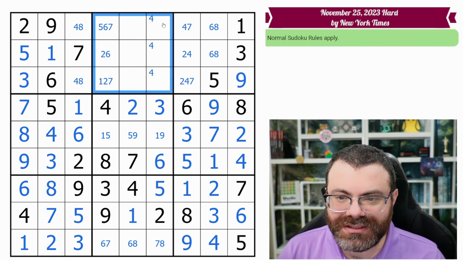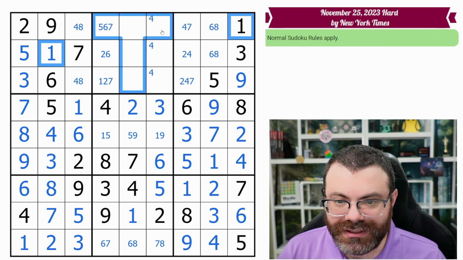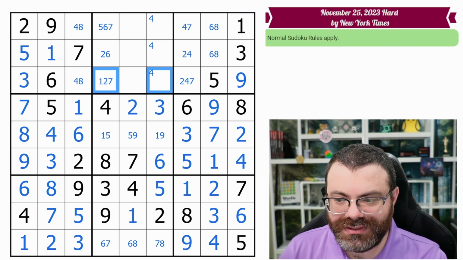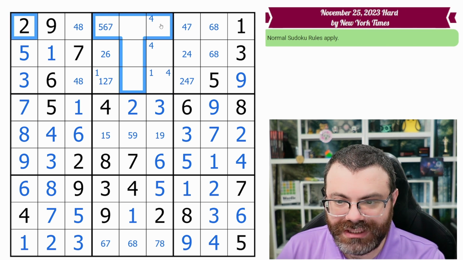Let's just think about what this box needs. How about that? It needs a 1. So we have all these 1s looking in. So 1 is in one of these two. It does need a 2. This 2 looks up as well. This 2 looks in. So 2 is in 4 different places.